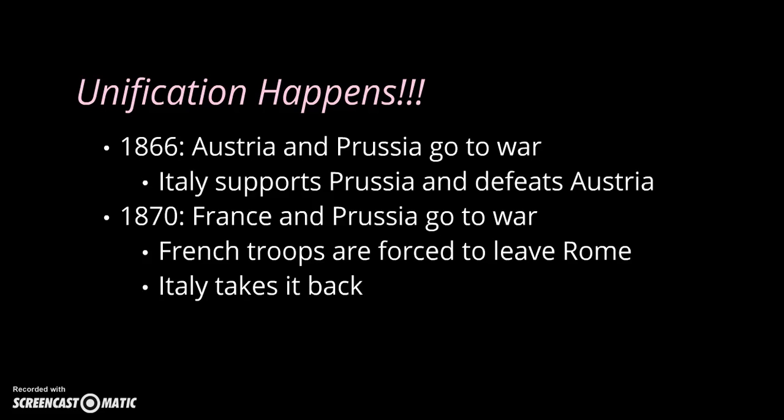So finally, unification happens. Italy becomes one. In 1866, Austria and Prussia went to war against each other. And Italy supported Prussia. Prussia and Italy came out on top in that one, defeating Austria. In 1870, France and Prussia went to war. French troops were forced to leave Rome, and Italy takes the city of Rome back.